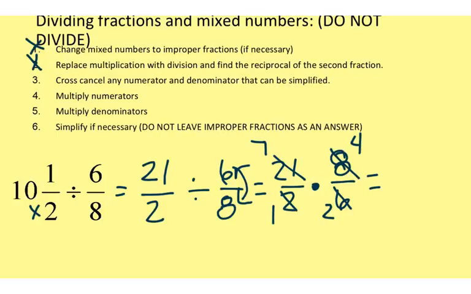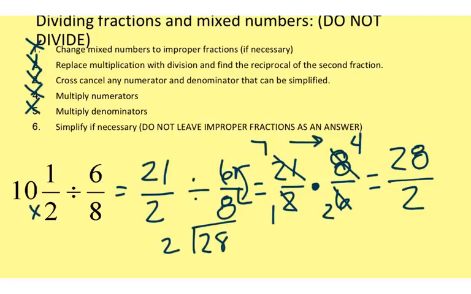So now I'm just going to multiply straight across. That's my next step. 7 times 4 is 28. 1 times 2 is 2. Is this improper? Yes, so I cannot leave it that way. So now 28 divided by 2 is 14, with none left over. So my answer is 14.